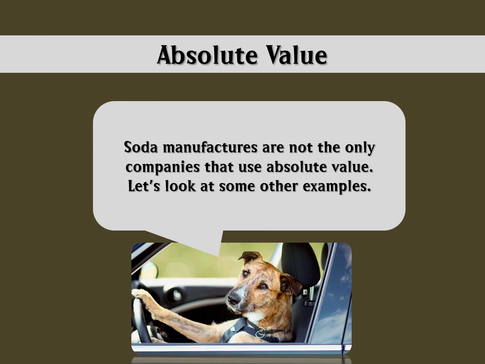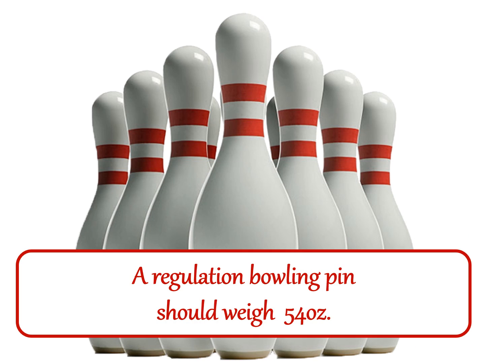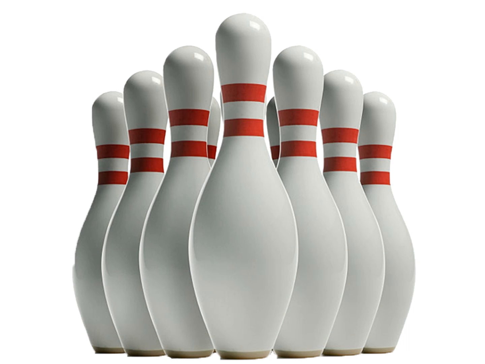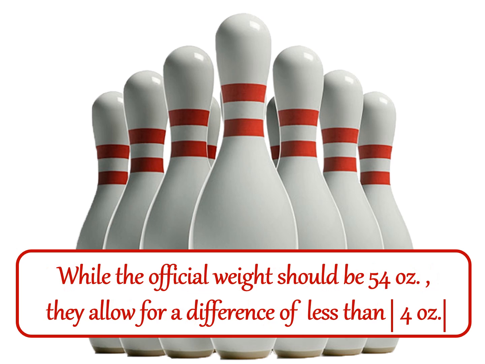Soda manufacturers are not the only companies that use absolute value. Let's look at some other examples. A regulation bowling pin should weigh 54 ounces. Before a bowling competition, officials weigh each bowling pin they plan on using. While the official weight should be 54 ounces, they allow for a difference of less than the absolute value of 4 ounces.